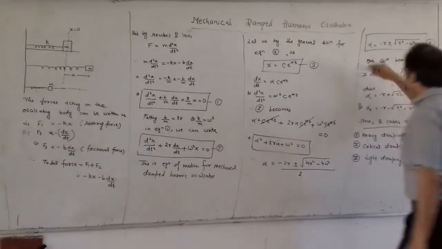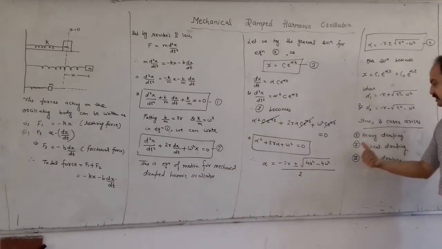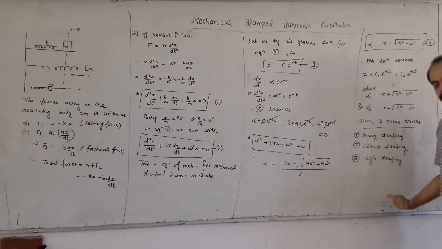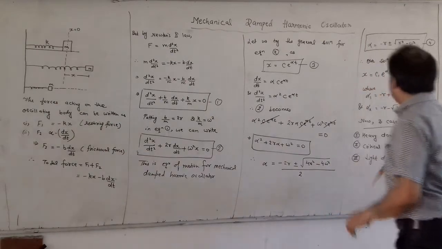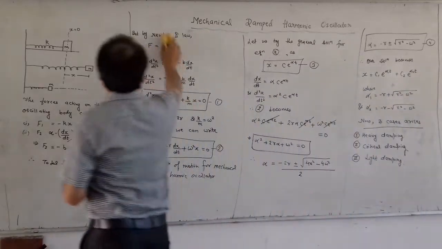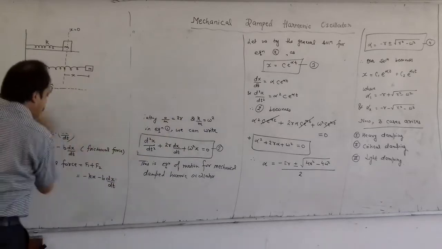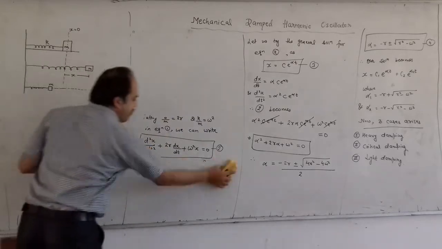Then on solving all these things we got our solution as alpha is equal to minus r plus or minus under root r square minus omega square, where we have considered alpha 1 and alpha 2 as the two values. And now we have to discuss our three cases. One is heavy damping, second is critical damping, and third is light damping. That depends upon these values alpha 1 and alpha 2. So let us discuss all the three cases one by one. First, I will discuss the case of heavy damping.